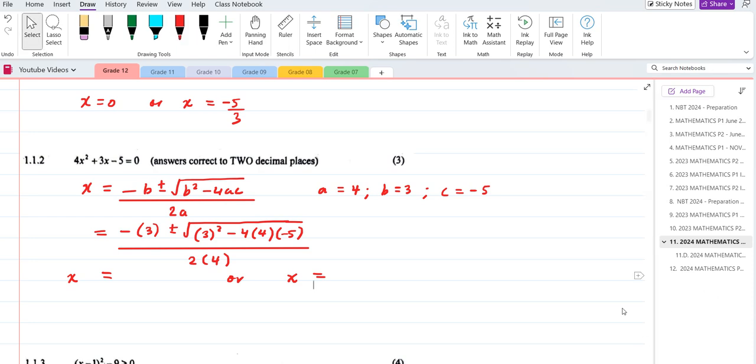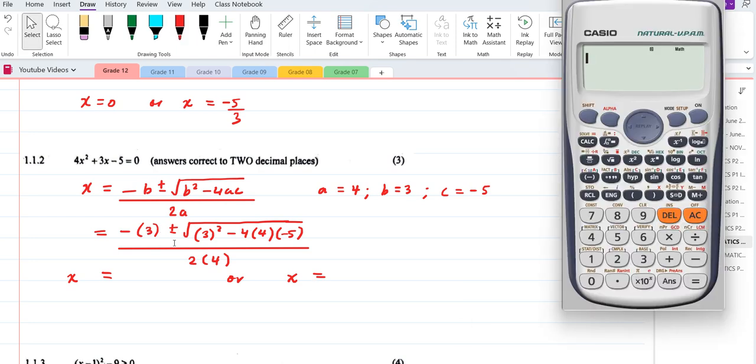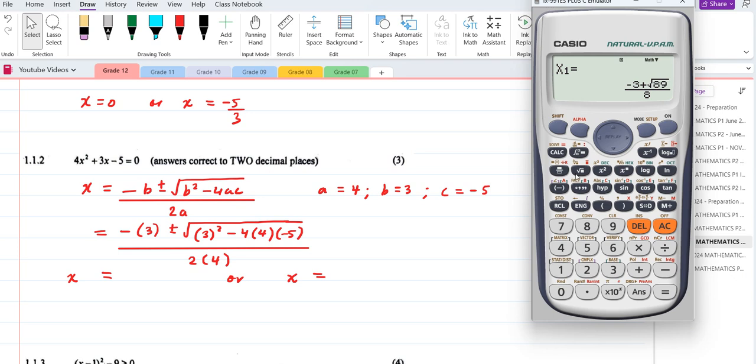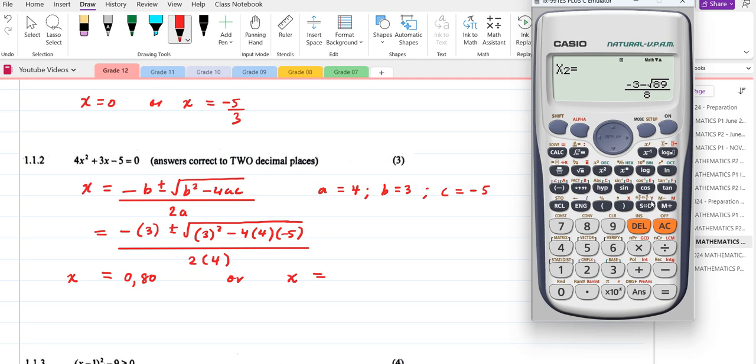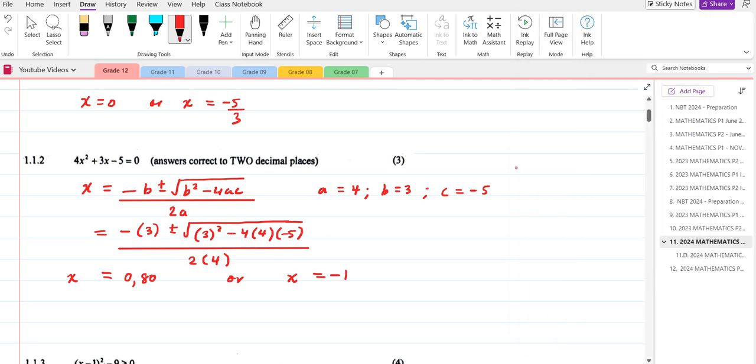Now on the calculator, I'm just going to show you a little trick. After you write everything in the formula, you can just go to mode 5 3, and enter the values of a, b, c. A is 4, b is 3, and c is minus 5, and see what answer we get. We get minus 3 plus root 89 over 8, which is 0,80 to 2 decimal places. And the second answer I'm getting is minus 3 minus root 89 over 8, so negative 1,55. Right, now that's one way of doing it if you have that calculator.